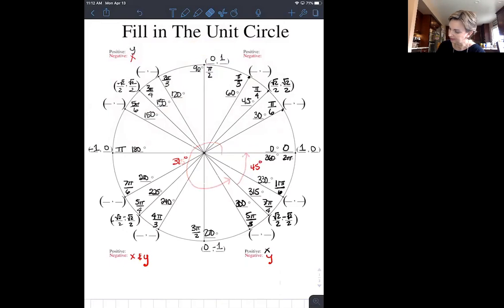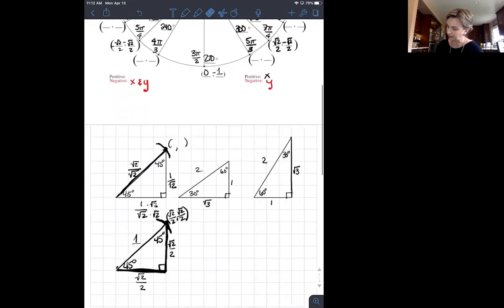Okay, awesome. Okay, and of course, x and y are both positive in quadrant 1. Okay, so we just filled in all of the 45 degree angles in our unit circle. Okay, now let's talk about our 30 degree angles. Okay, so I'm going to scooch back down here a little bit.